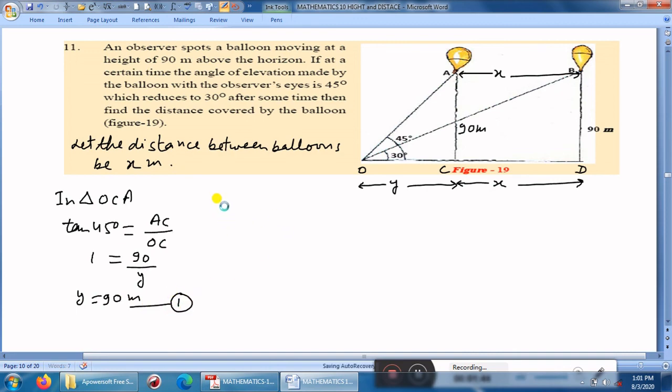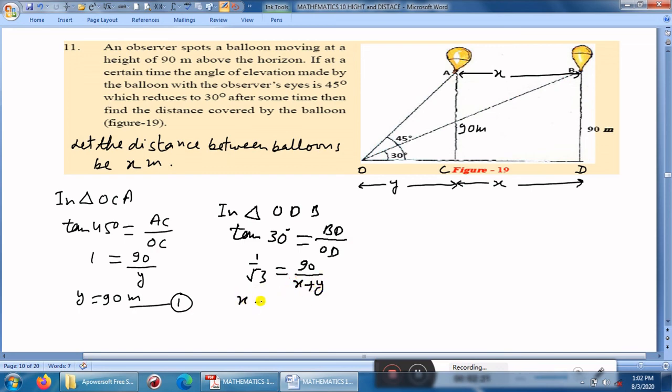Now change the triangle. In which triangle? It is ODB. In ODB, tan 30 degrees is equal to BD upon OD. It is 1 by root 3. Where is BD? BD is 90, and OD is here, it is x plus y. Now do the cross multiplication. So x plus y is equal to 90 root 3.